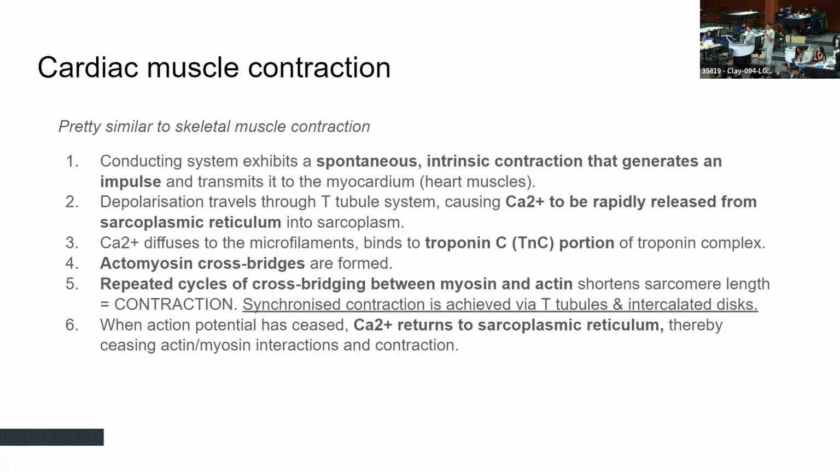So, similar, it has a relatively similar contraction method to the skeletal muscle, except there are a few key differences. The first of which is that the contraction is initiated by intrinsic pacemaker cells within certain points in the heart. And within the T-tubule system, I think there is a difference where they don't have a triad, they have a dyad. Is this true?